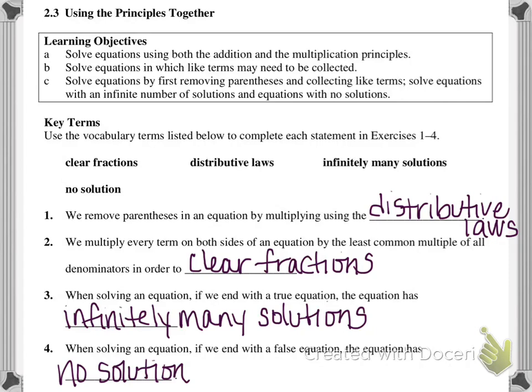So the key terms: we remove parentheses in an equation by multiplying using the distributive laws. We multiply every term on both sides of an equation by the least common multiple of all denominators in order to clear fractions, and we will see an example of that. When solving an equation, if we end with a true equation, the equation has infinitely many solutions. And when solving an equation, if we end with a false equation, the equation has no solution.